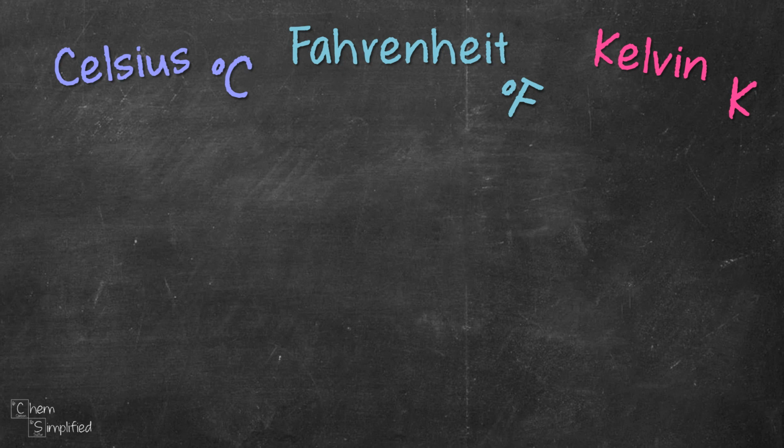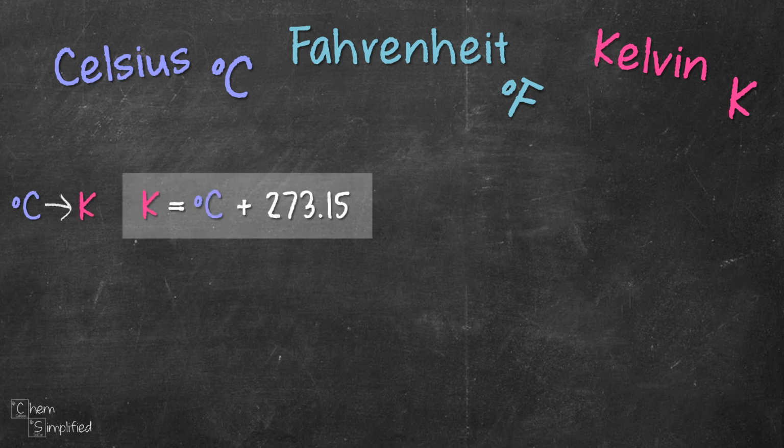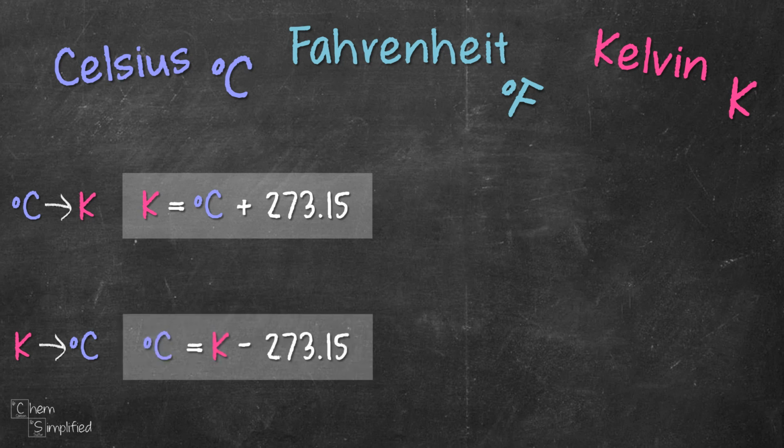We'll start with converting degree Celsius to Kelvin. All we have to do is add 273.15 to the temperature in Celsius. That will give us the temperature in Kelvin. And if, let's say, we're given the temperature in Kelvin and we're asked to convert it to Celsius, all we have to do is rearrange the formula, and now all we have to do is subtract 273.15 from the temperature that is given in Kelvin, and that will give us the temperature in Celsius.